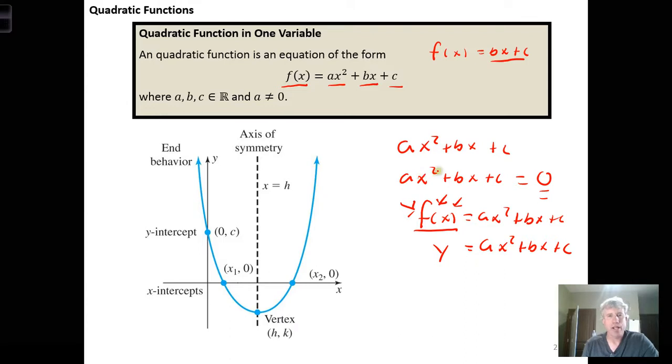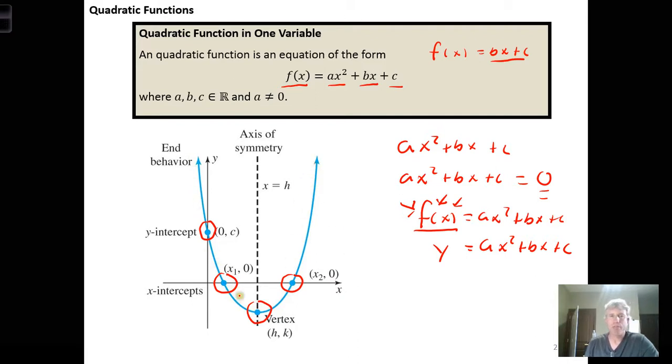And quadratic functions have some key features that we're going to want to be identifying. We're going to want to know how to identify the y-intercept, and if it's an application problem, we'll want to know how to interpret that intercept. We're going to want to be able to locate the x-intercepts if they exist, and in application problems, interpret those intercepts.